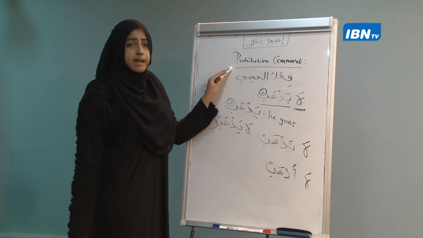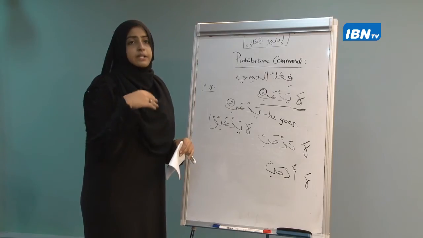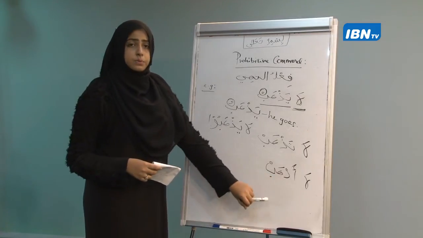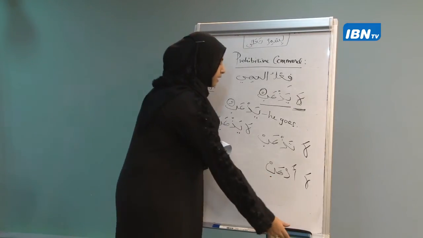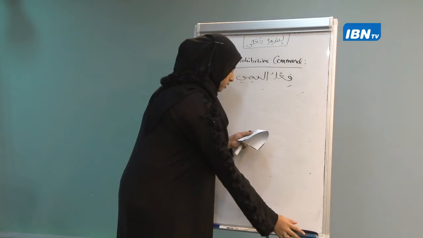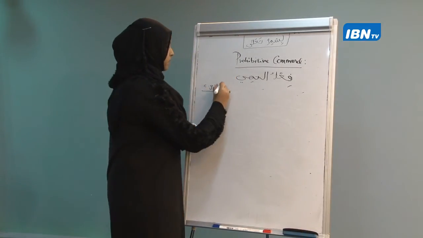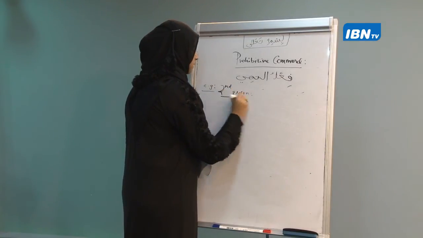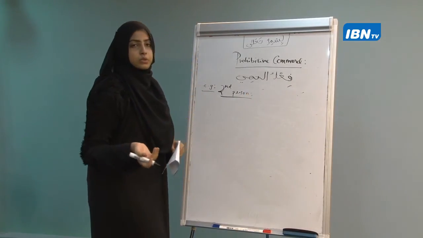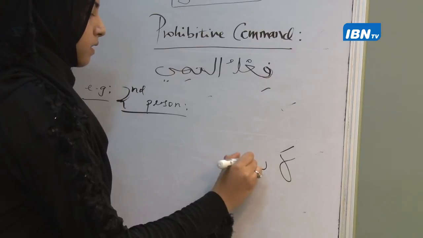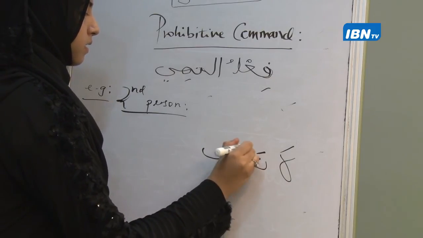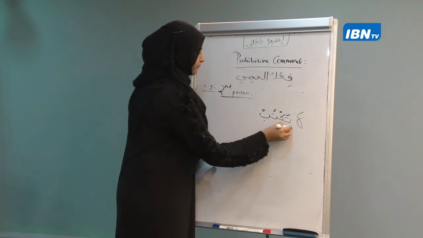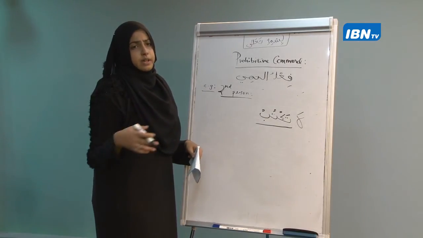However, the prohibitive command, fi'lun nahi, can be applied to both second person and third person. We looked at the third person and of course the first person as well. Now we will be going to the second person. So in the second person, we will be having something like لا تكتب. لا تكتب meaning don't write. Okay, I could be commanding you, masculine, don't write.